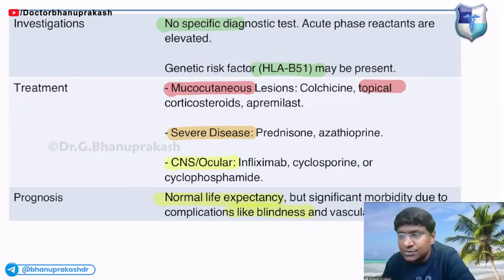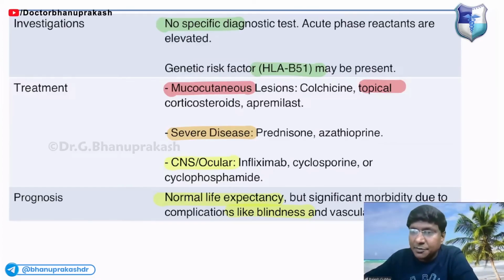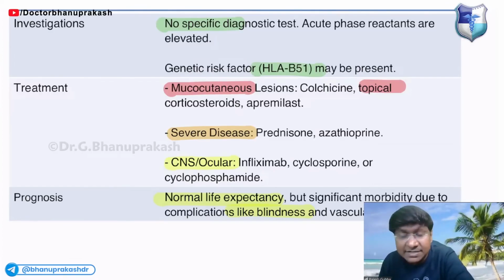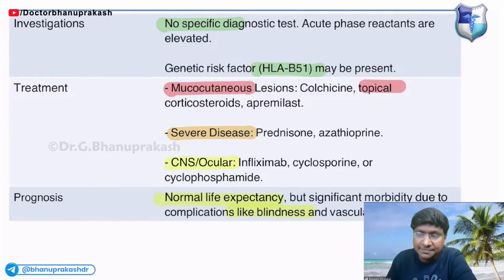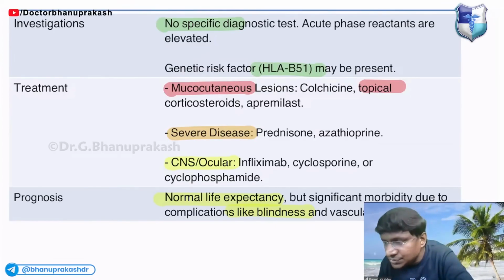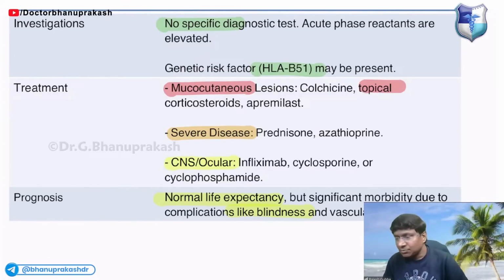And there is no specific diagnostic test. Mainly HLA-B51 will be positive and the pathergy test will be positive. The treatment is you need to give colchicine as well as topical corticosteroids. In severe cases, prednisolone. CNS or ocular manifestations, you need to give infliximab, right? So that is about the treatment.